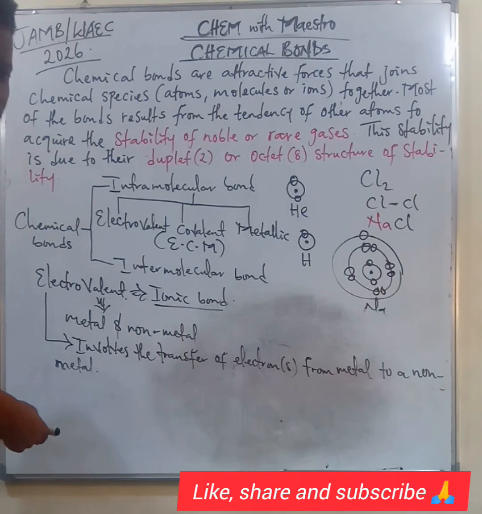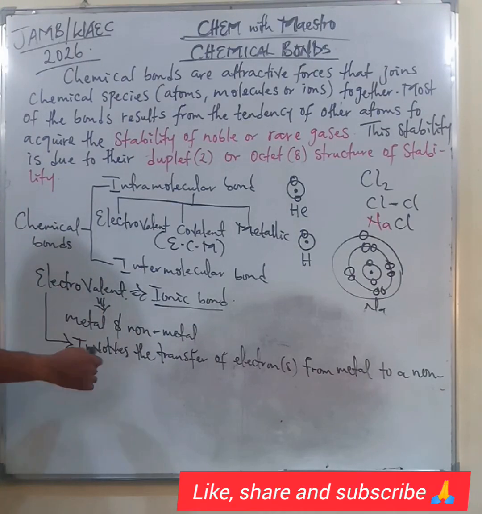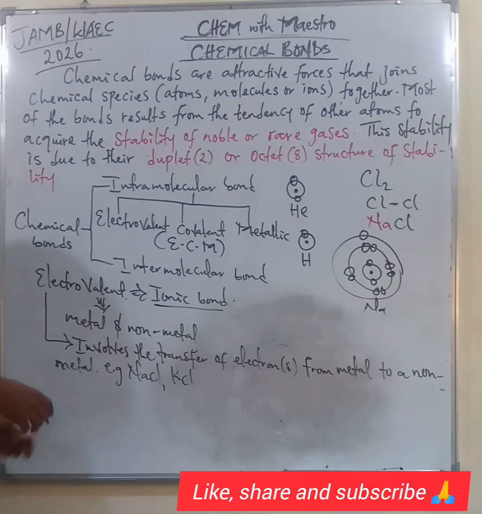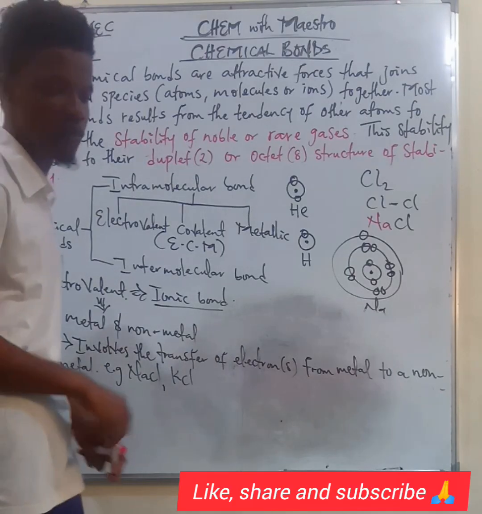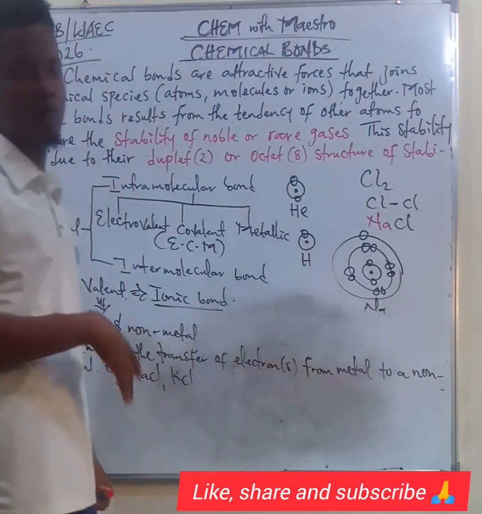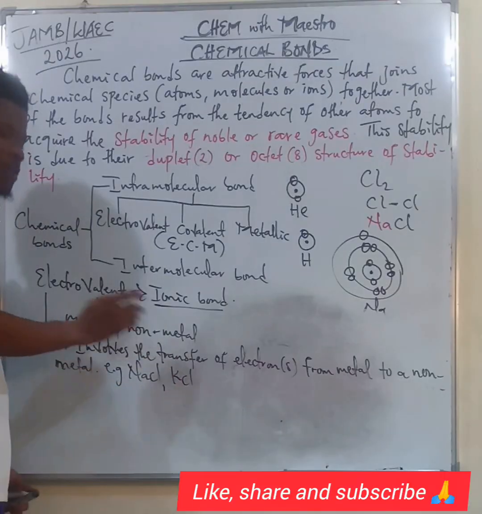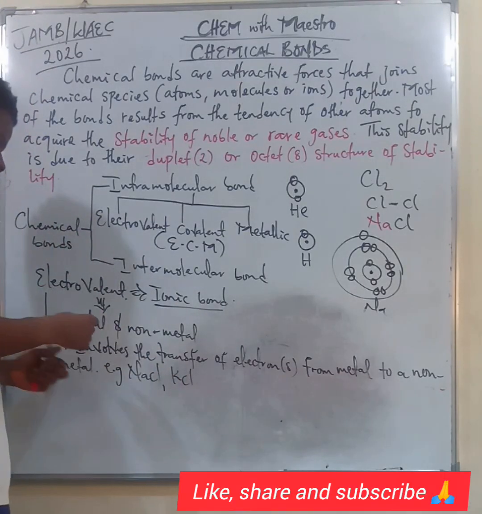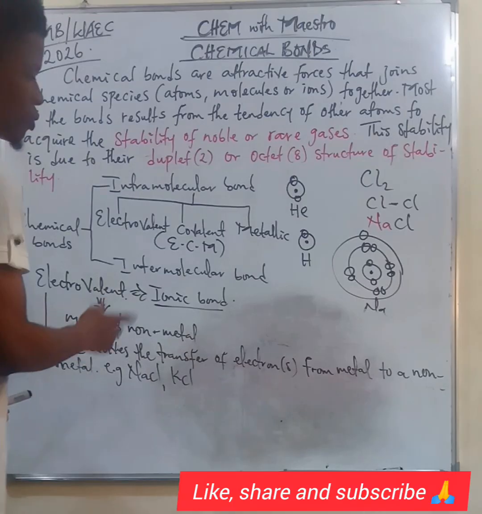So examples of compounds where you have electrovalent bond, metals and non-metals. For example, you have sodium chloride, NaCl. You also have KCl. Basically, any compound where one of the elements that makes up the compound is a metal, while the other element is a non-metal. So in that case, electrovalent bond, ionic bond kicks in.